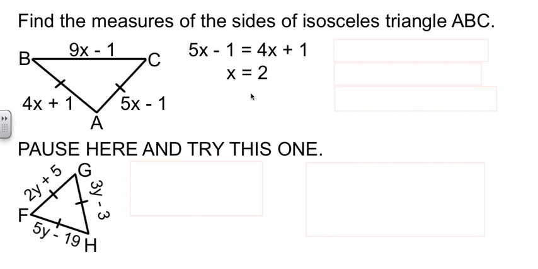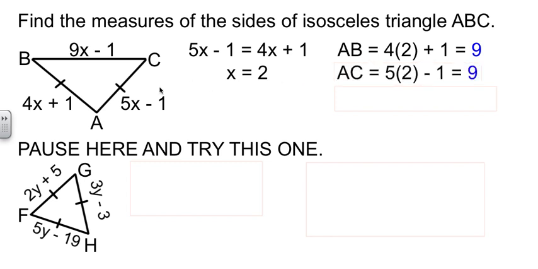Now be careful, a common mistake is people will try to stop at this point and think they've got the answer done, and they don't. Our job is to find the measures of the three sides, so we need to plug this 2 back into each of the three sides. So I'll plug the 2 into AB. 4 times 2 plus 1 gives me 9. AC, 5 times 2 minus 1 also gives me 9. That's rather comforting that those two came out equal, since we were told they were equal to start with. And then BC up here, 9 times 2 minus 1 is 17.